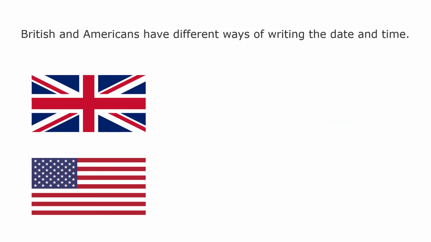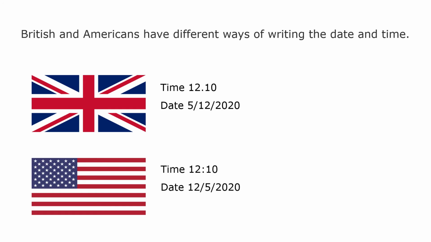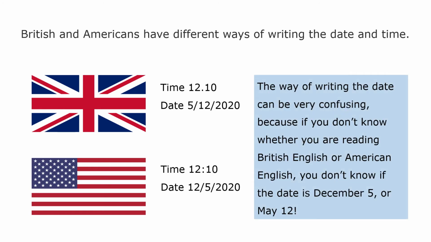Dates and times. British and Americans have different ways of writing the date and time. This is how we'd write the date and time in British English. And this is how we'd write the date and time in American English. The way of writing the date can be very confusing because if you don't know whether you are reading British English or American English, you don't know if the date is December 5th or May 12th. It's confusing.